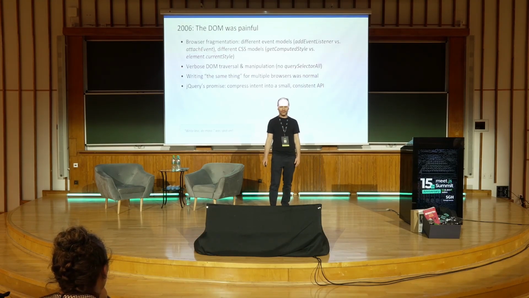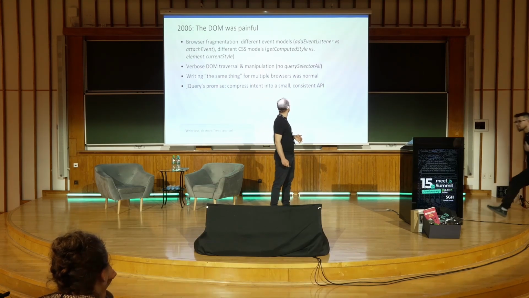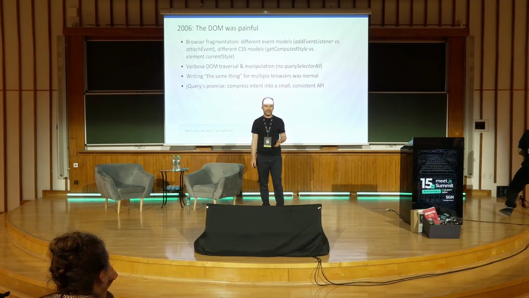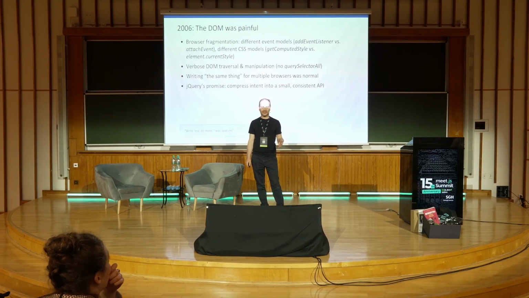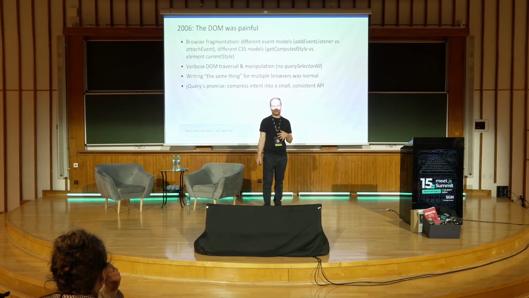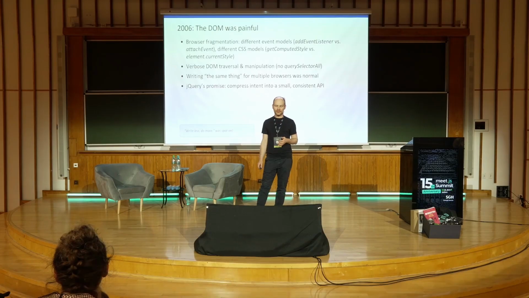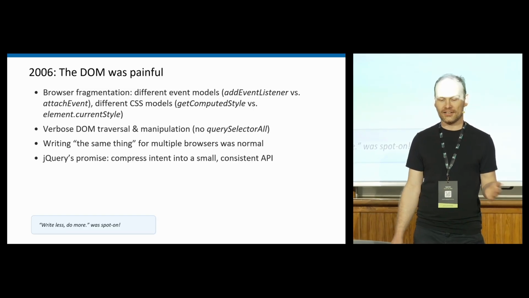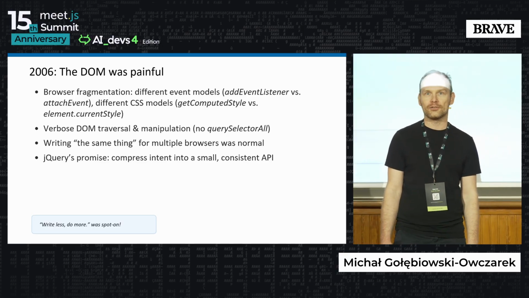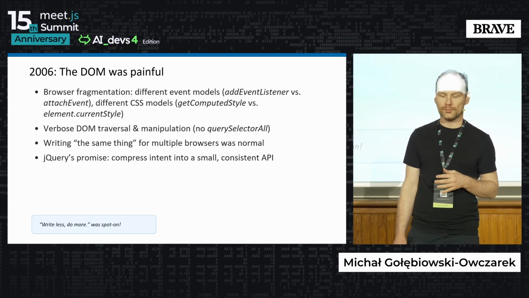OK, so let's go back to the beginning first. In 2006, the DOM was pretty painful. There was a lot of browser fragmentation: different event models, addEventListener versus attachEvent, different CSS models, getComputedStyle versus element.currentStyle, and a lot of other differences. There was a need for variable DOM traversal and manipulation, since there was no querySelectorAll anywhere, or at least not in all browsers that you had to take care of. And it was pretty common to write the same thing for multiple browsers multiple times.